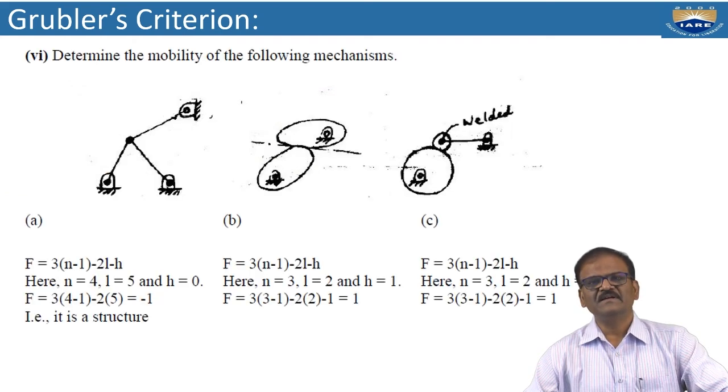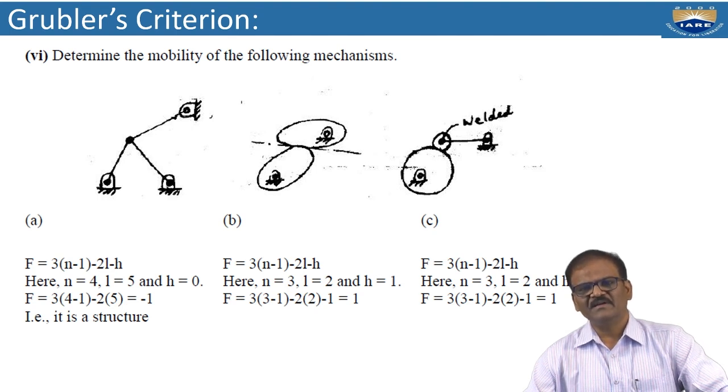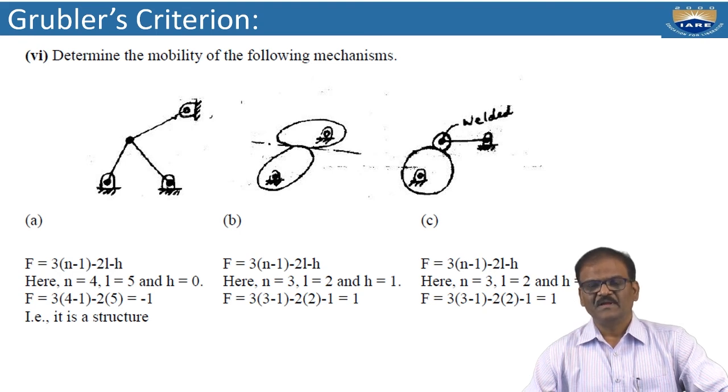And if we consider the mobility of the following, when you consider diagram A, F is equal to 3 into n minus 1 minus 2l minus h, where l is equal to 5, h is equal to 0, and definitely it is a structure. There is no possibility of relative motion. Here you are going to have one higher pair in diagram B. 3 into n minus 1 minus 2l minus h, that is also F is equal to 1 with a higher pair, and this is a cam and follower.